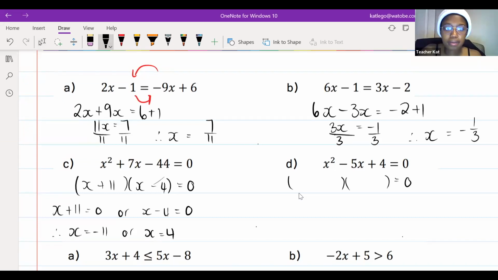My two brackets for D. Anybody? Nobody has factorized. Come on, guys.